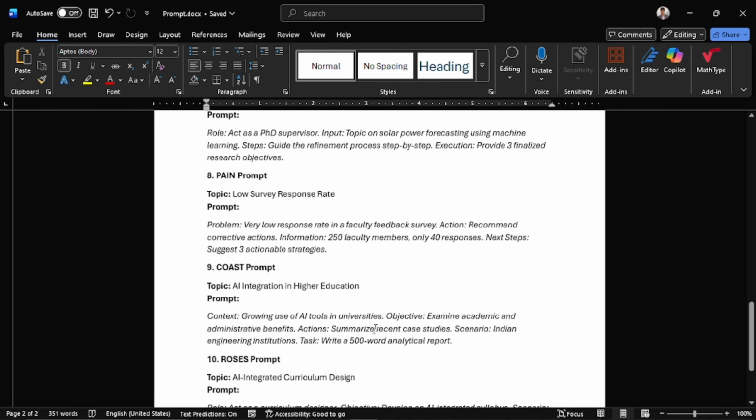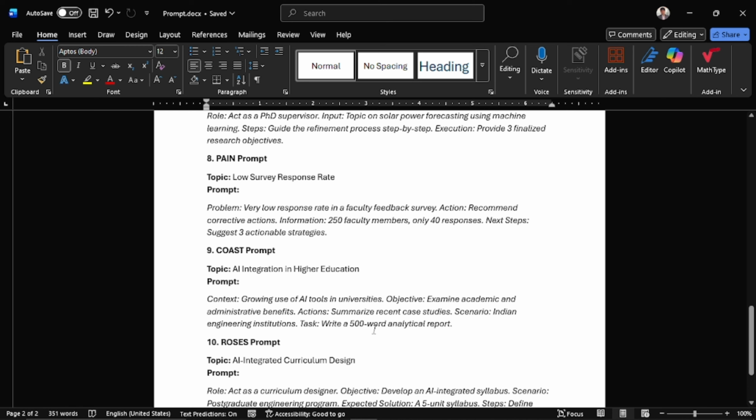And the ninth one is the COAST prompt, where C stands for the context. O is objective. So growing use of AI tools in universities. Objective: examine academic and administrative benefits. Action: summarize recent case studies. S stands for scenario: an Indian engineering institution is the scenario. T is the task: write a 500 word analytical report.